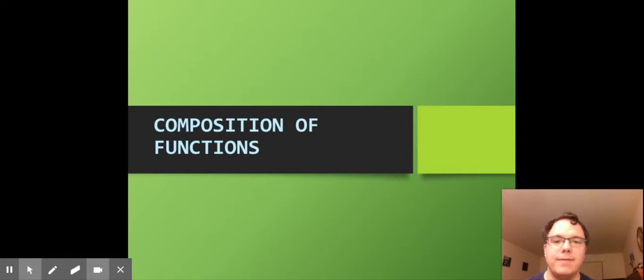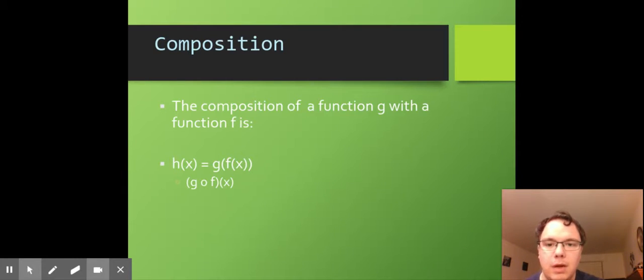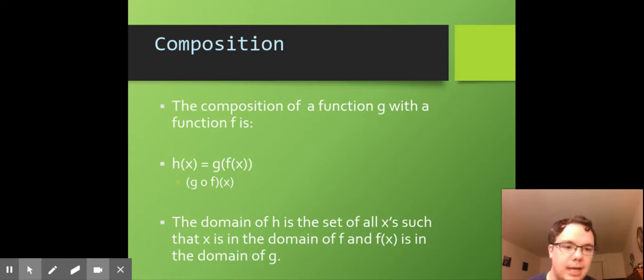It's the composition of functions. So last time we learned how to put a number in a function, then we put an expression in a function. Today we're going to put a function in a function. Now remember, you can pause the video at any time if you want to write down anything that is on any of these slides. So a composition of a function, like I said, is putting a function within a function.